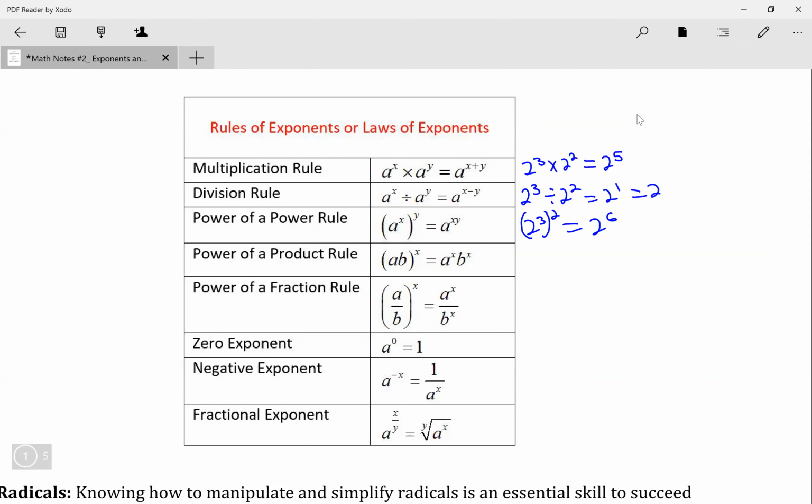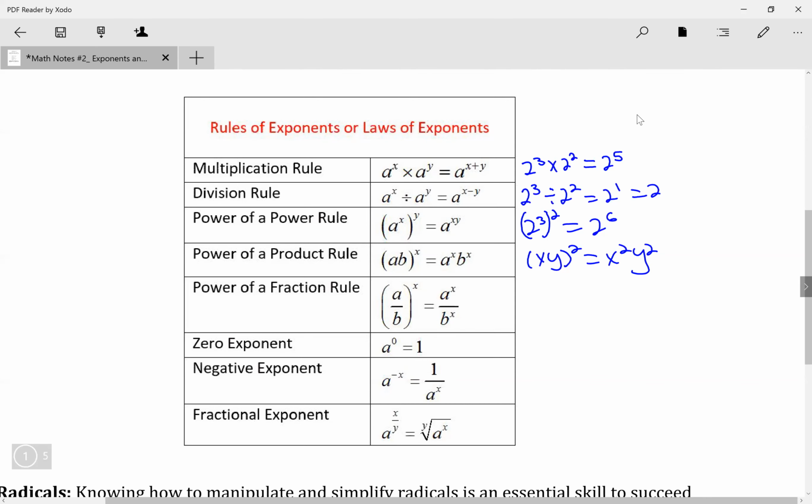Now we have the power of a product rule. A times b to the x power equals a to the x power times b to the x power. For an example here, I'm going to use variables because that's the easy way to explain this one. So x times y, squared, would give me x squared times y squared.